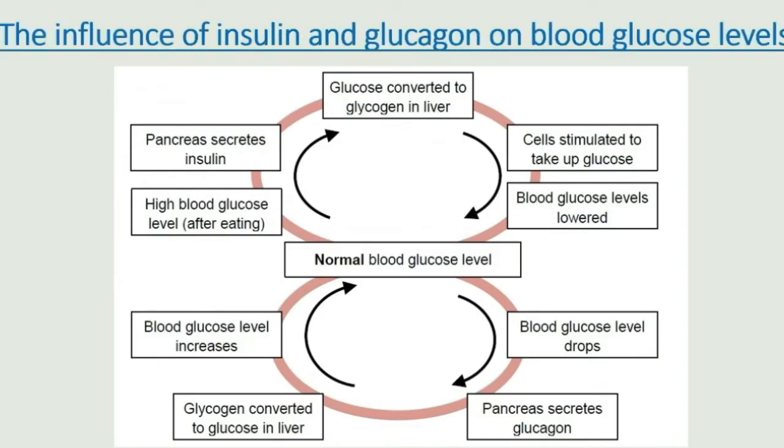So let's look at my summary. My summary will explain the influence of insulin and glucagon on blood glucose levels. In this extract, we were focusing on insulin, but I'm going to explain to you both sides of the hormones regarding blood glucose levels. In the middle, we will start with a normal blood glucose level.